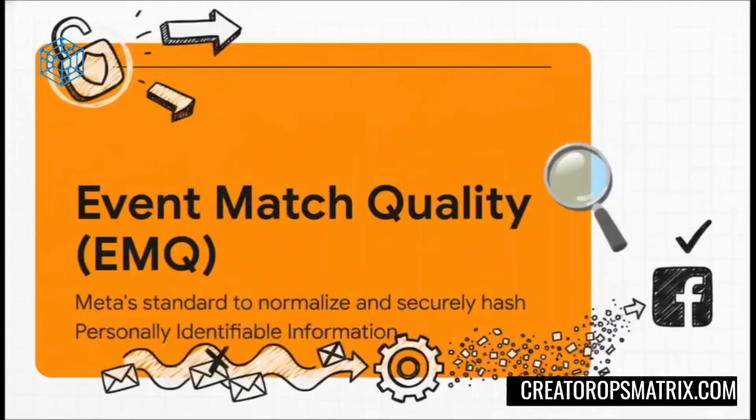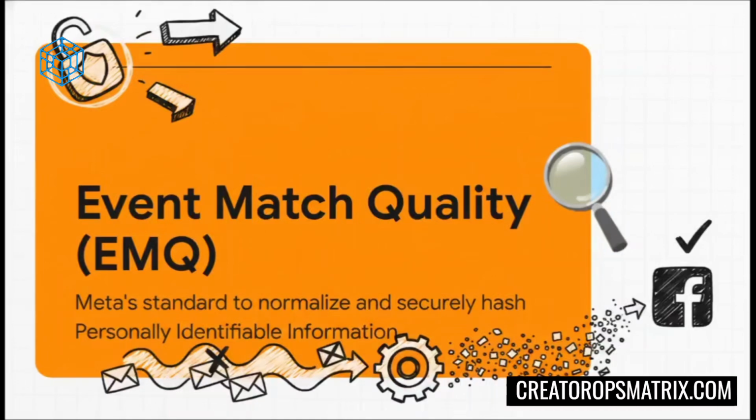Next up, let's talk about event match quality, or your EMQ scores. This is Meta's standard, and it is ruthless. It dictates that you can absolutely never pass raw, unhashed emails or phone numbers to Facebook. If you send a plain text email in your payload, Meta immediately rejects the entire thing. To satisfy EMQ standards, you must normalize, meaning you lowercase and trim the whitespace, and then securely hash all of that user data.